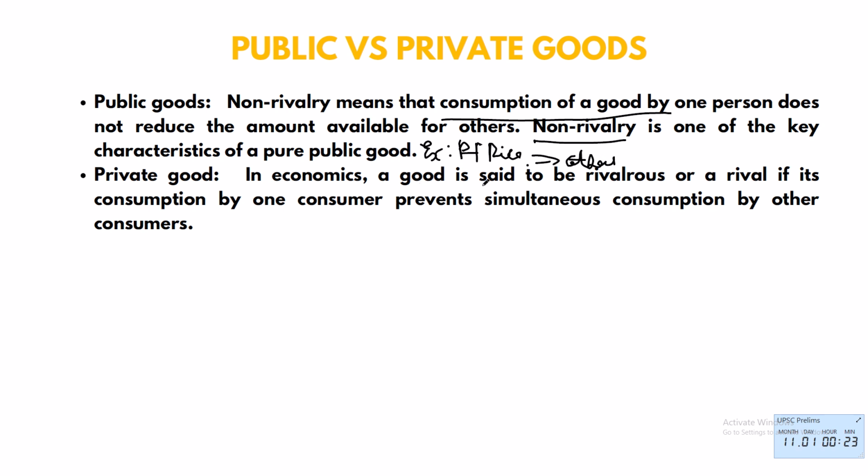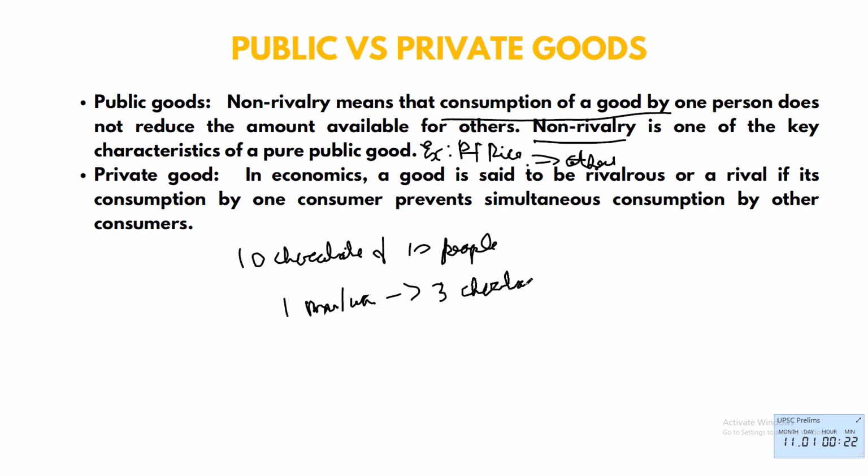Private good: a good is said to be rivalrous if its consumption by one consumer prevents the simultaneous consumption by others. Let's say there are 10 chocolates and 10 people. If one man or woman eats three chocolates, there are only 7 left but 9 people to eat. So the quantity has reduced and affects consumption by other consumers. This is the difference between public and private goods.